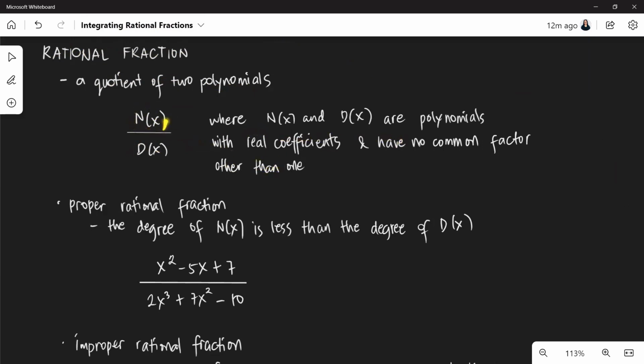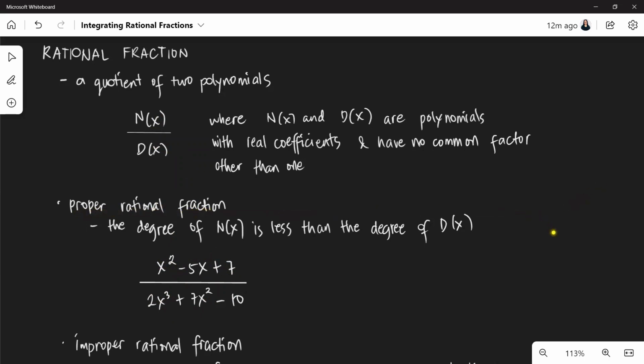So we have the numerator and the denominator. It's a ratio of two polynomials. An example is this one. This is a ratio of two polynomials where the degree of the numerator is 2 and the degree of the denominator is 3. So the degree of the numerator is less than the degree of the denominator. So this is a proper rational fraction.